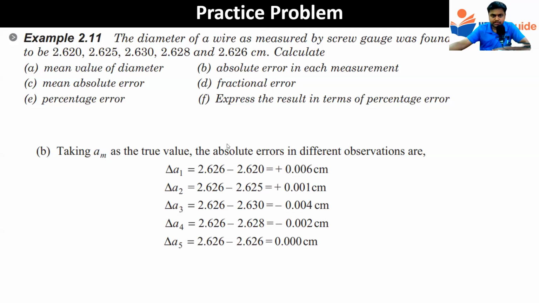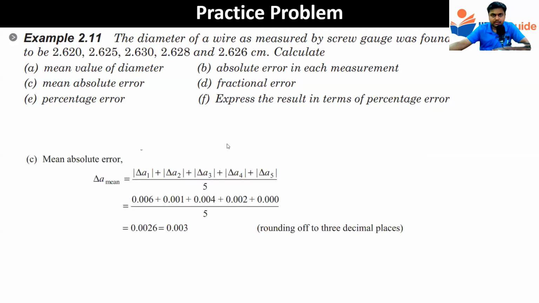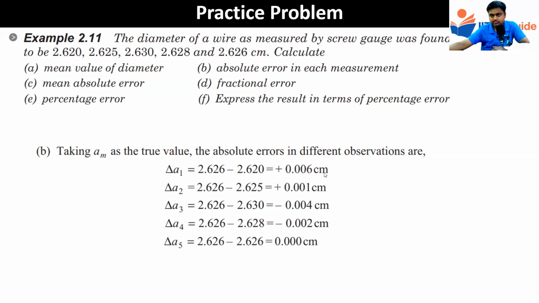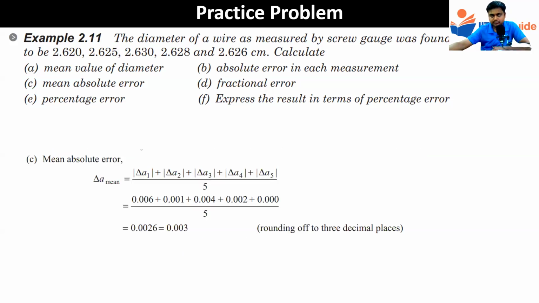Mean absolute error, 0.003. Well, not 0.026. It's 0.0026. Just check this again.